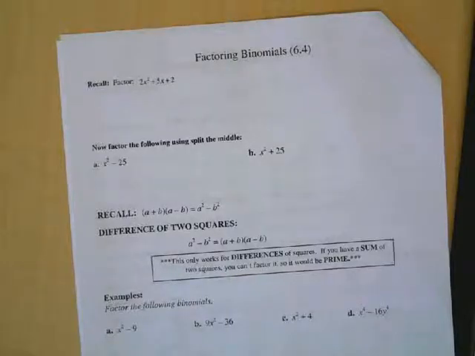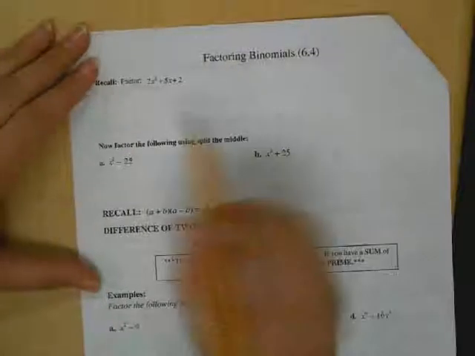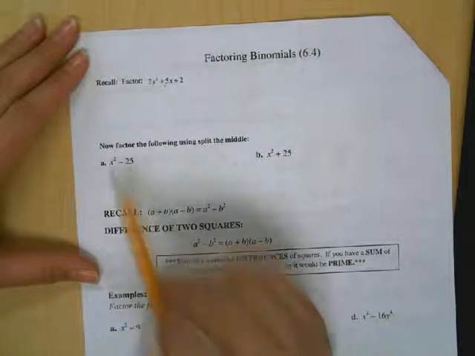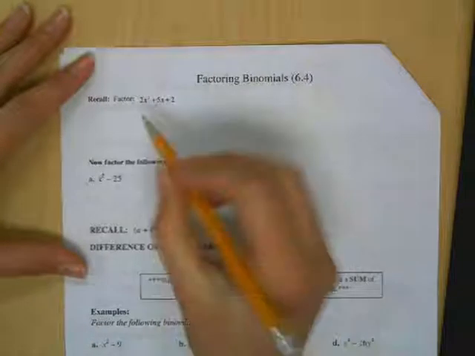Okay, so we're going to be looking at factoring binomials. We're going to start with a quick review on factoring trinomials. Remember, trinomials have 3 terms. Binomials would have 2 terms. So before factoring binomials, we did a method called split the middle.